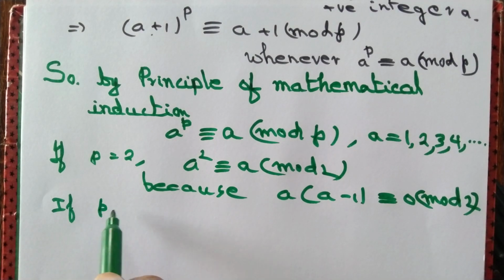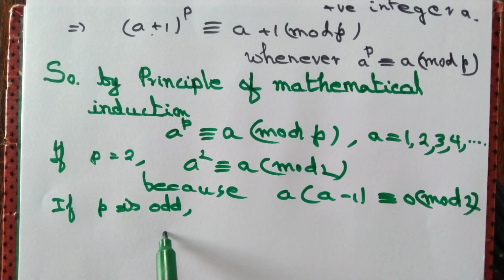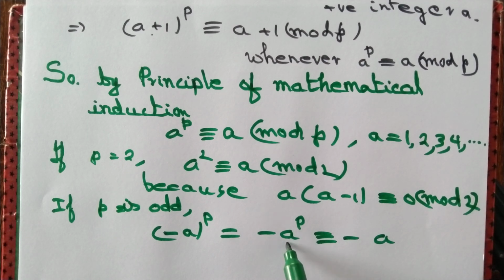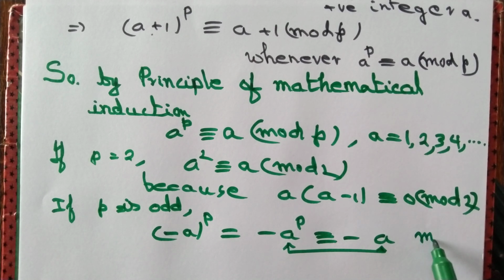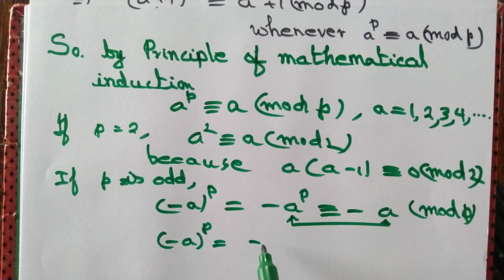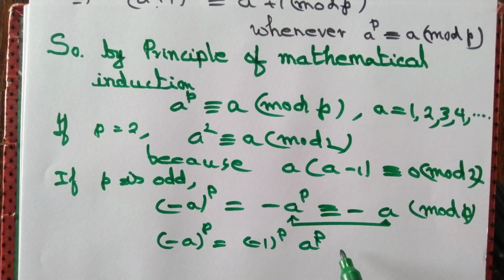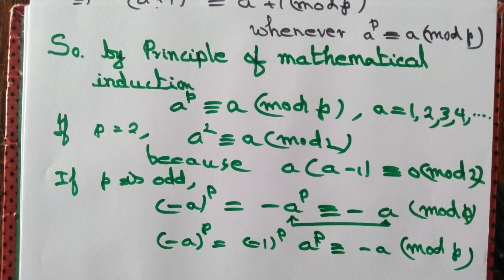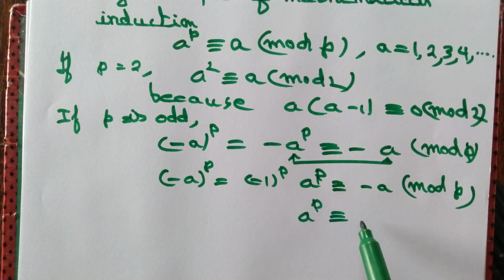If p is odd, minus a to the power p is equal to minus of a to the power p. Now minus a is positive, so minus a to the power p is congruent to minus a, since a to the power p is simply congruent to a mod p as long as a is positive. So if p is odd, we can take minus 1 common: minus a to the power p equals minus 1 to the power p times a to the power p, and is congruent to minus a mod p, and we cancel the minus out and say that a to the power p is congruent to a mod p.